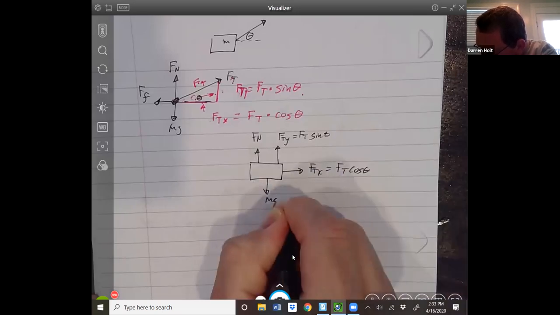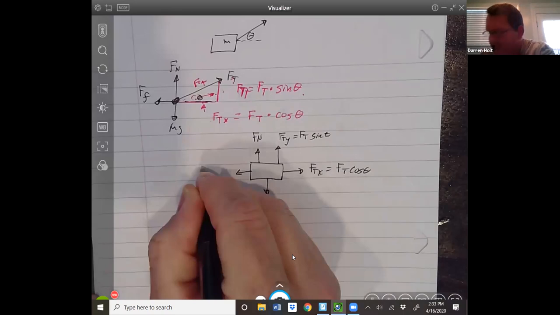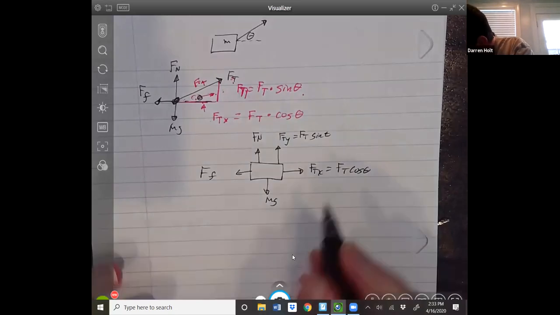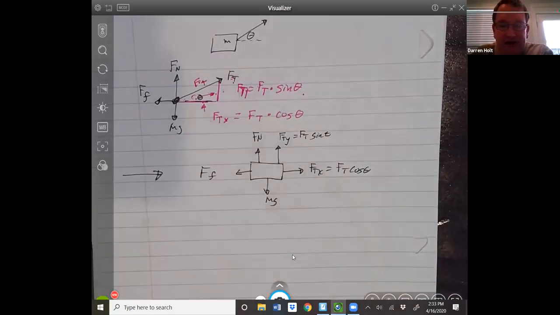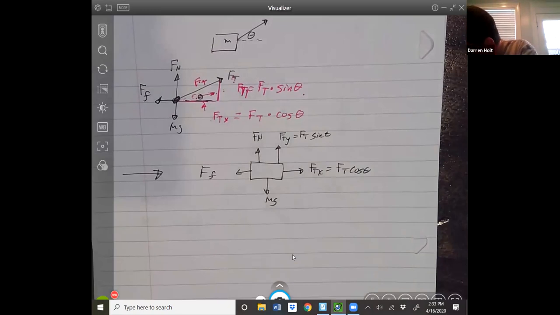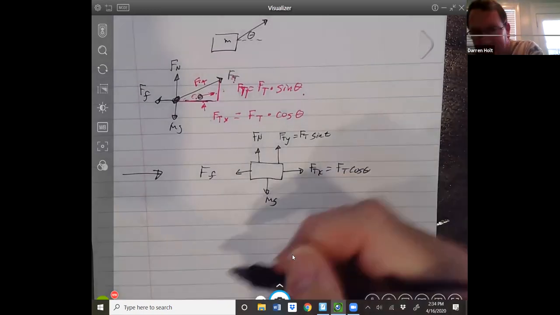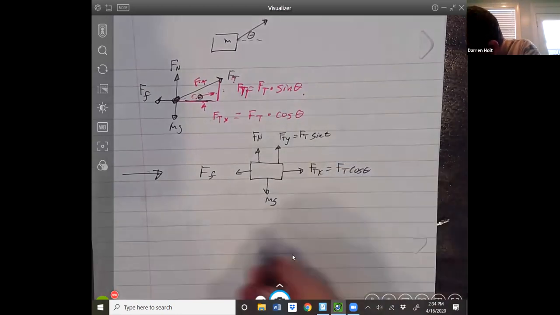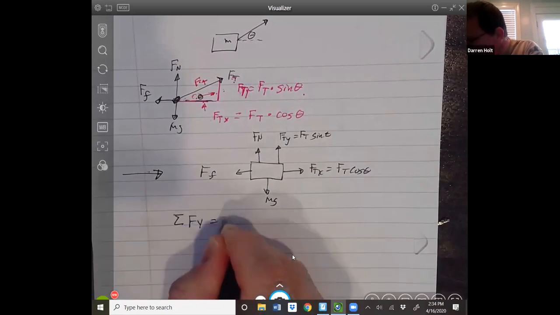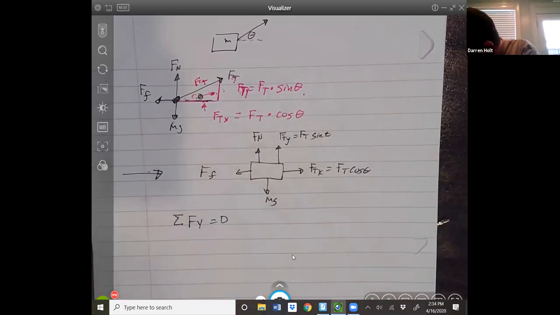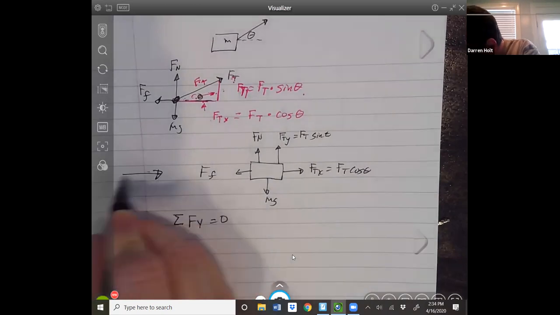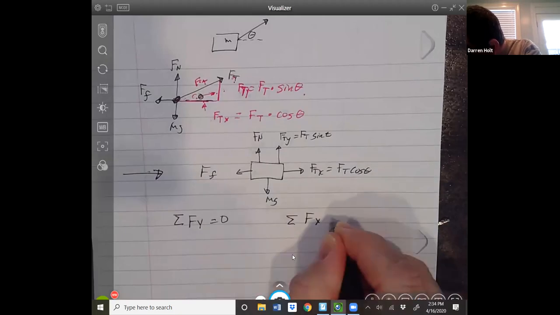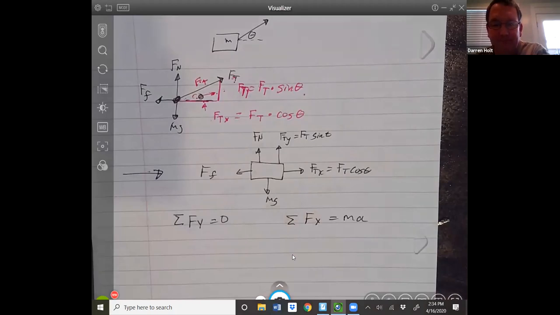Drawn like this. Then you have to decide, and for this particular problem, the acceleration is in that direction. Since these vertical forces are at right angles to it, they must obey Newton's first law, which means the sum of the forces in the y direction must be equal to zero. And since these forces are parallel to the acceleration of the object, they must be equal to mass times acceleration.